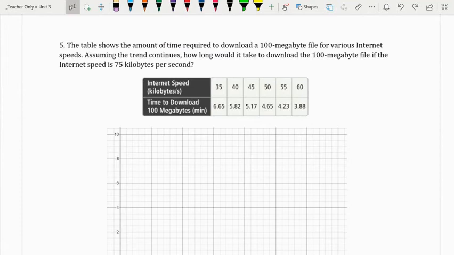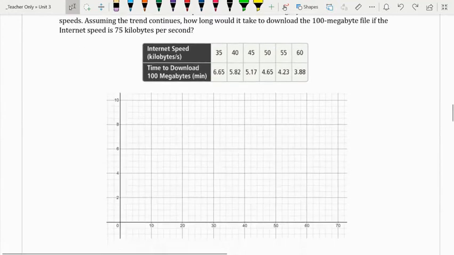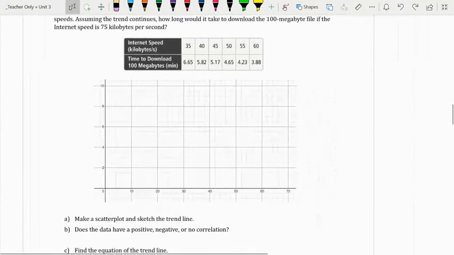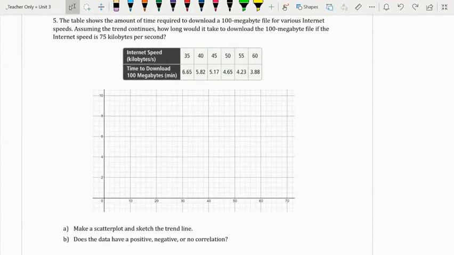All right, so at this point, go ahead and plot these points, okay? Obviously, these are going to be your X's, these are going to be your Y's, so internet speed, and this would be your time to download. So go ahead and plot these, and then I will check back in.